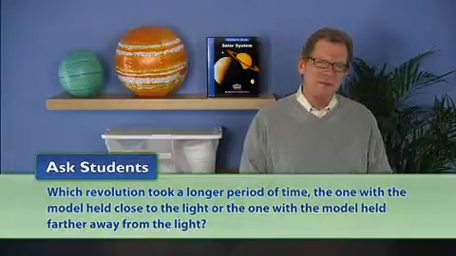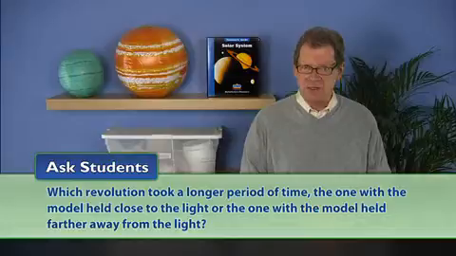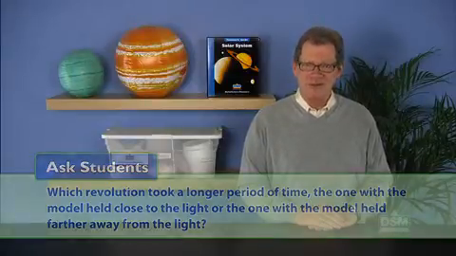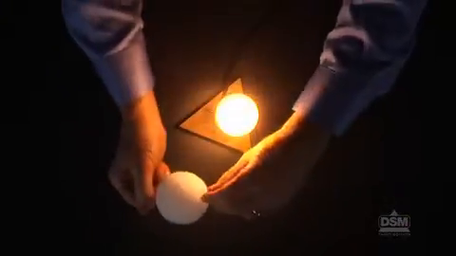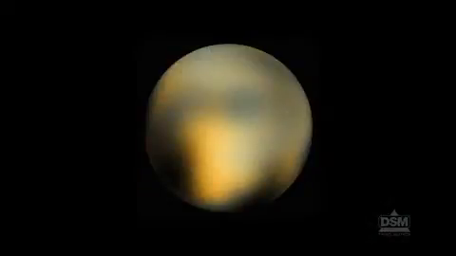When all students have finished, ask students which revolution took a longer period of time, the revolution with the model held close to the light, or the revolution with the model held farther away from the light. Students should have observed that the farther the model was from the light source, the longer it took to complete one revolution. To conclude Session 1, ask students, based on your observations, which planet would you say has the longest year? Students should respond that the dwarf planet Pluto has the longest year because it is farthest from the Sun.